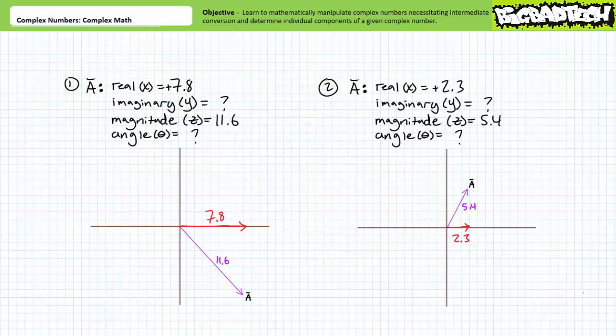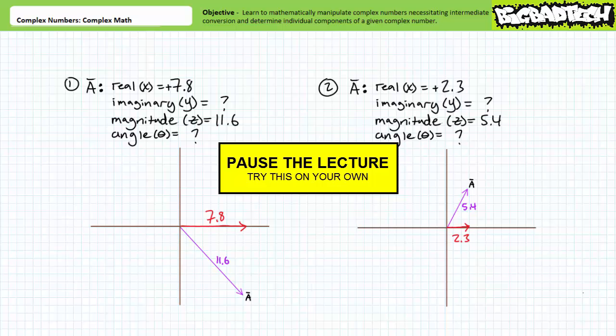Okay, it's your turn. This time you're on your own. By all means, pause the lecture and try these by yourself. For our first example problem, we're given a complex number known to be in the fourth quadrant with a magnitude of 11.6 and a real component of 7.8. Solve for the angle and the vertical imaginary y component.